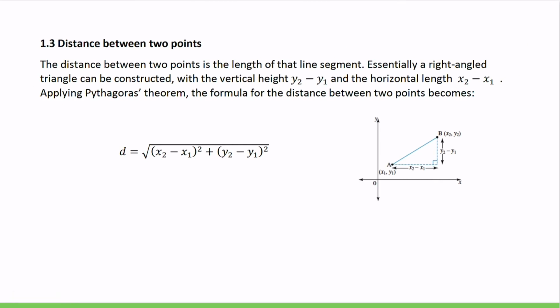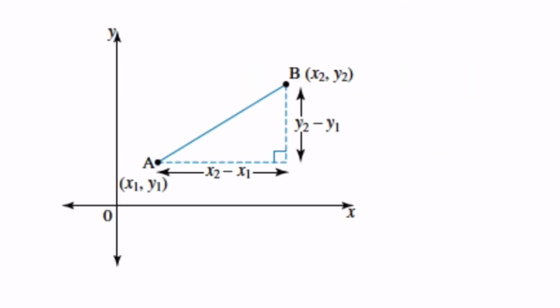The other formula that we need to know is the distance between 2 points. So the distance is given by this formula, which is x2 minus x1. So that is this distance over here. y2 minus y1 is this distance over here. And when we square it and then take the square root, that'll give us this distance over here.